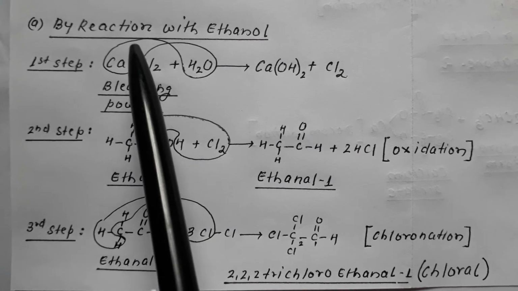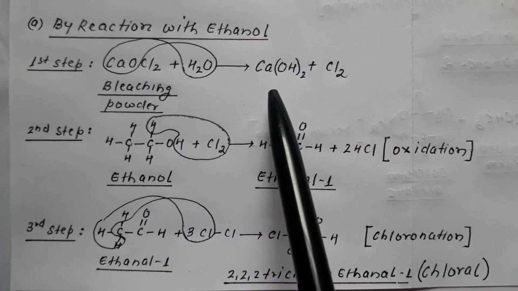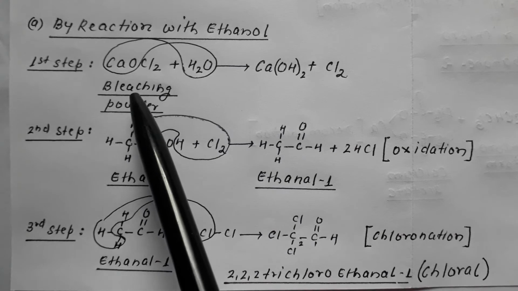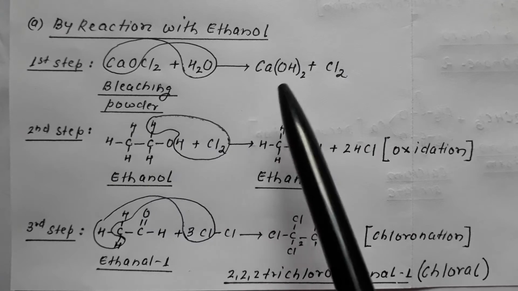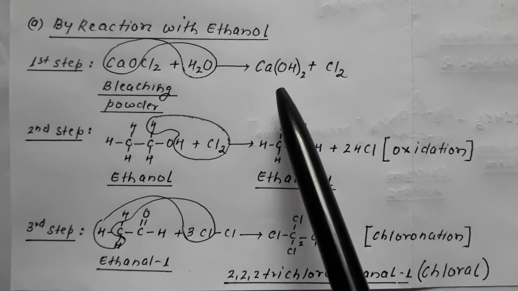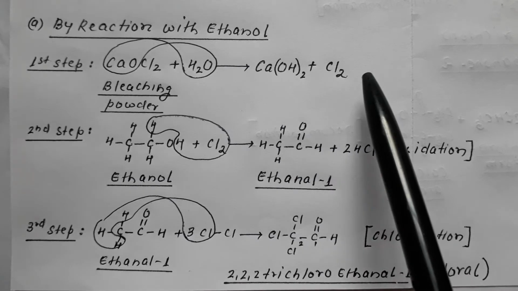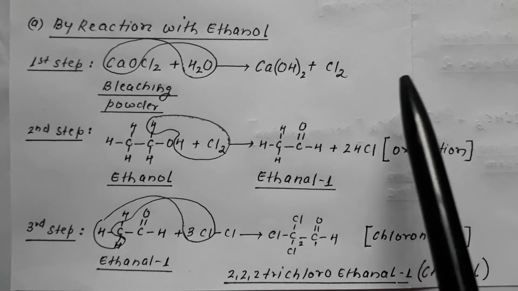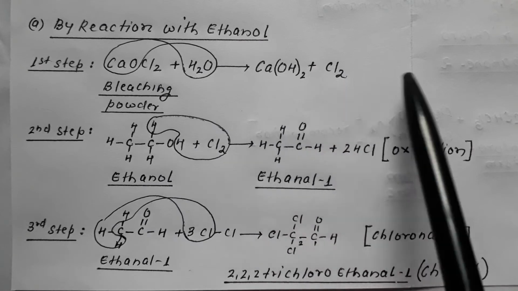It will react with water. CaOCl2 plus H2O together form Ca(OH)2, that is calcium hydroxide, and chlorine. So in the first step, bleaching powder comes in contact with water, gets decomposed, giving a molecule of calcium hydroxide and chlorine. This step is termed as hydrolysis. The first step is termed as hydrolysis, breakdown due to water. Breakdown of bleaching powder due to water, this is hydrolysis.